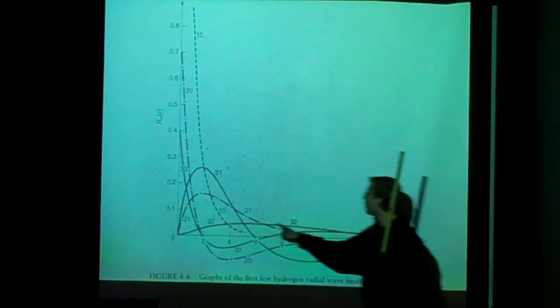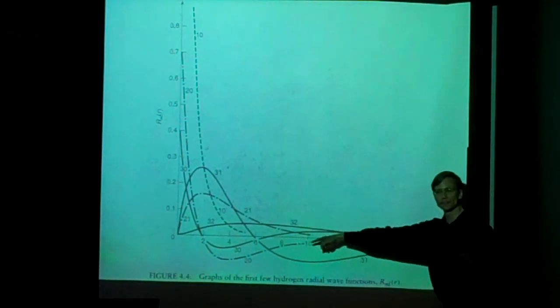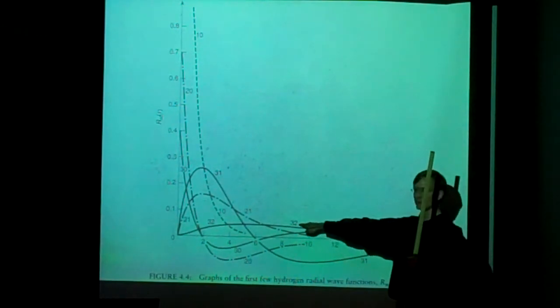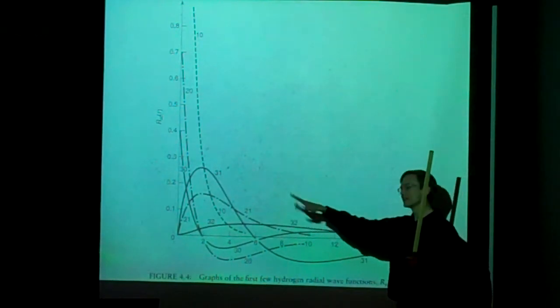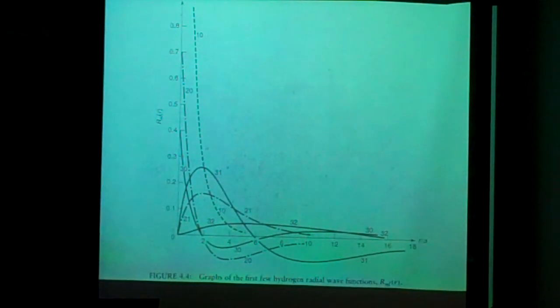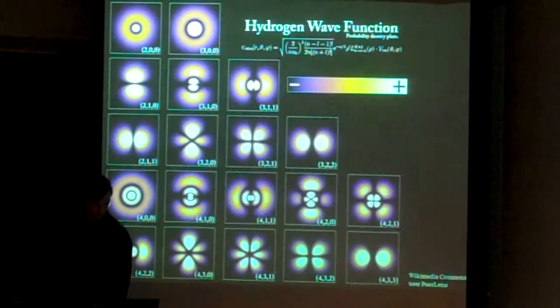R32 has no radial nodes. It's 0 at the origin. We don't count the origin. 0 at the origin, 0 at infinity, nowhere in between. So other than the origin, how many radial nodes? 3 minus 2 minus 1 equals 0. And if you look at these carefully, it always works out that the number of radial nodes is n minus l minus 1.